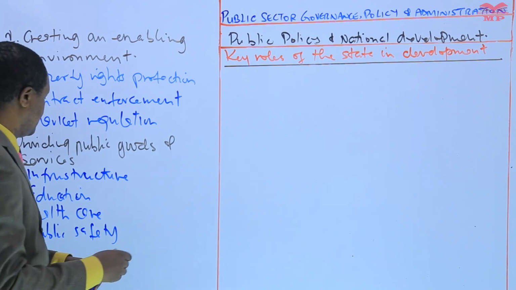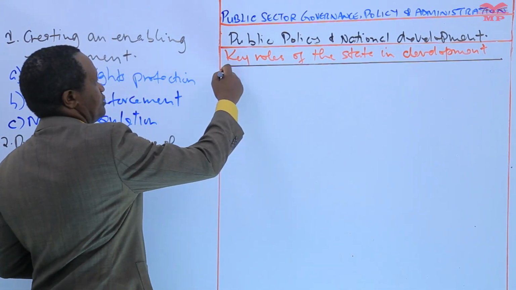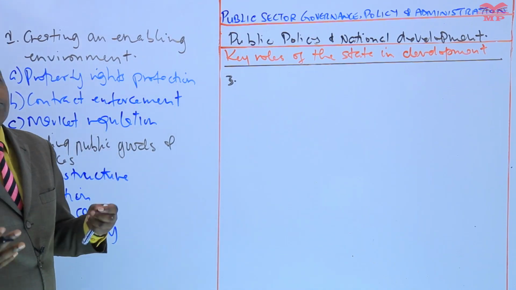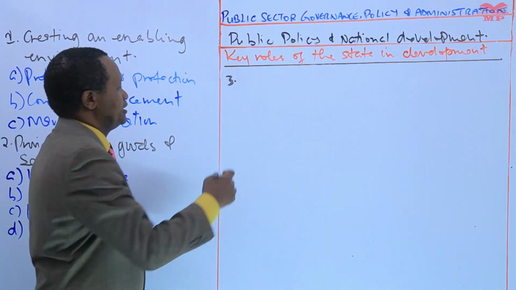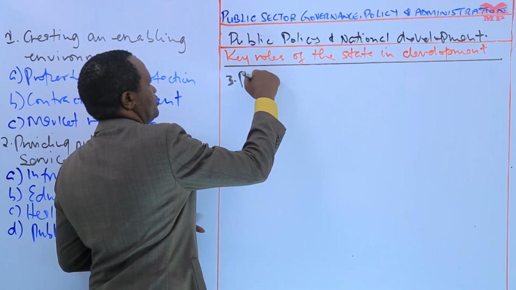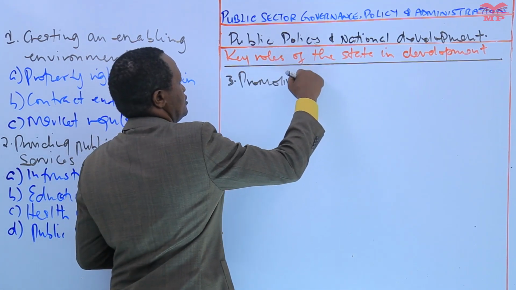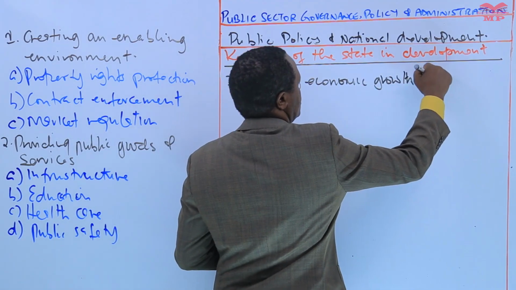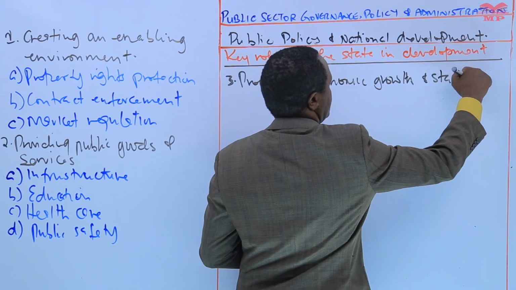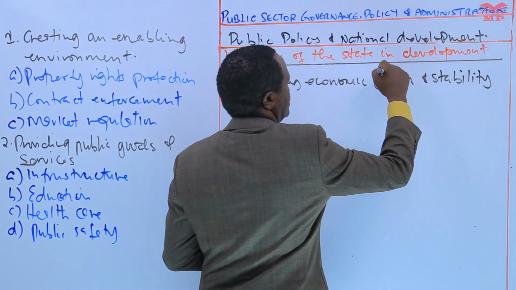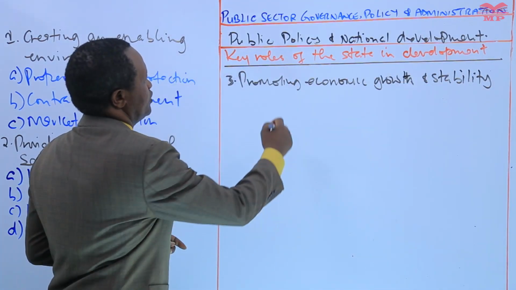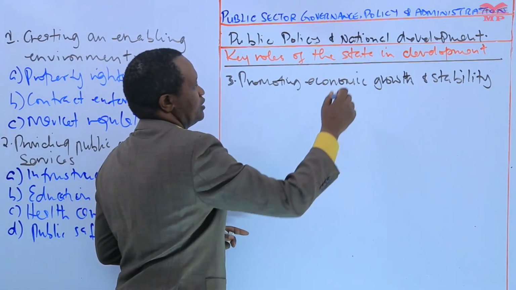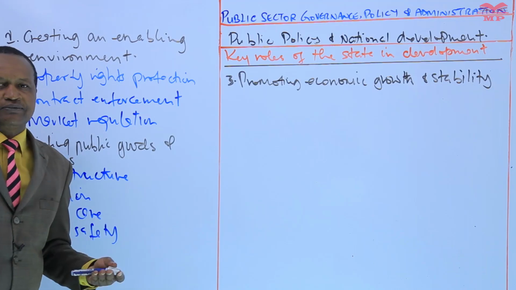Then number three, the third role of the state in development is promoting economic growth and economic stability. It is the role of the government to promote economic growth and economic stability.